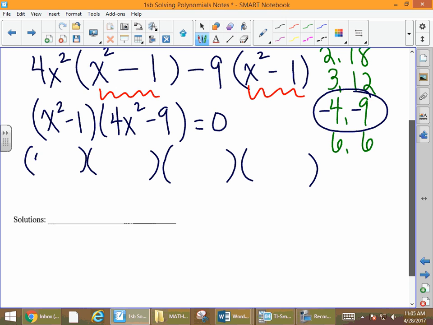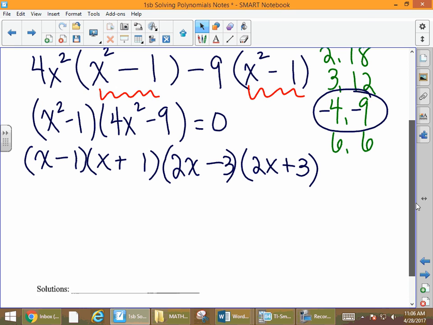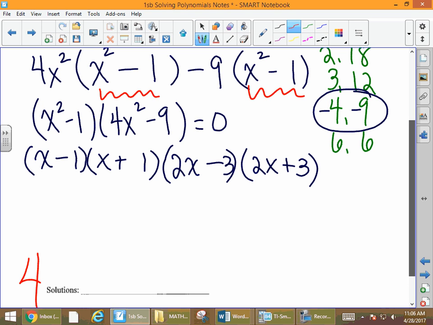X squared minus 1, x squared is x and x. 1 is 1 times 1, different signs. 4x squared minus 9, 4 is 2 times 2. X squared is x and x. 9 is 3 times 3. Difference between two squares, different signs. We are looking for 4 solutions. It's a quartic. If we had x to the 5th, we'd be looking for 5 solutions. If it were x to the 10th, we'd be looking for 10.